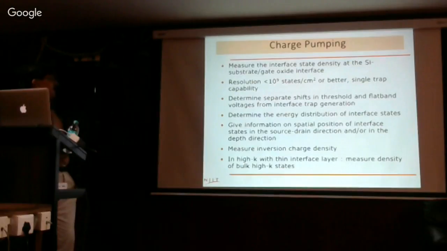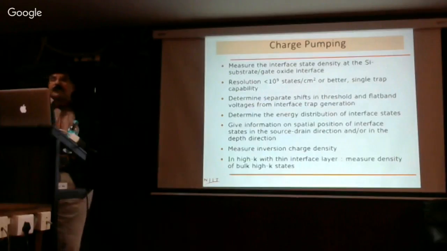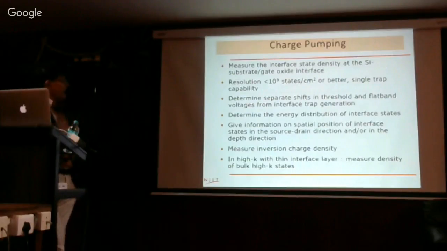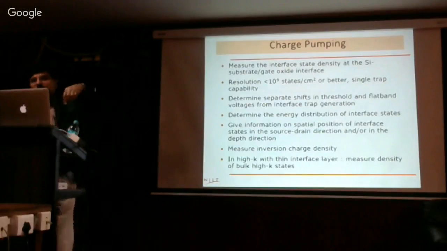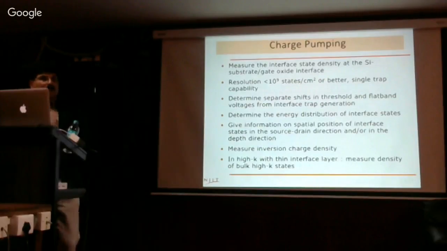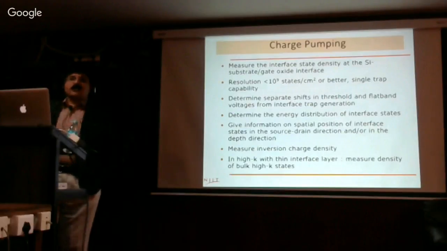So resolution is very high, 10^9 states or better, and also sometimes it can identify a single trap, and it determines the separate shifts in threshold and flat band voltages from the interface transistor. So you can see how the shift is taking place there, and it also determines the energy distribution in the interface states and gives information on the spatial distribution. Let's say if you have a large MOS transistor with a large gate area, like gate length and width, you can see how they are distributed from the source to drain.